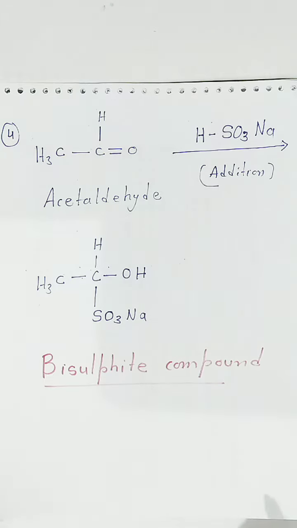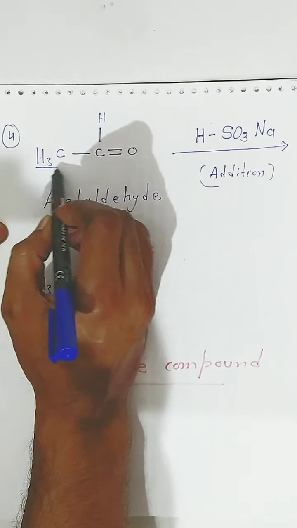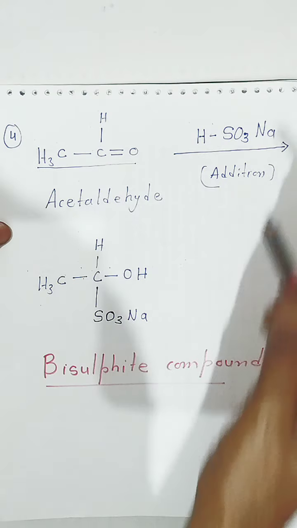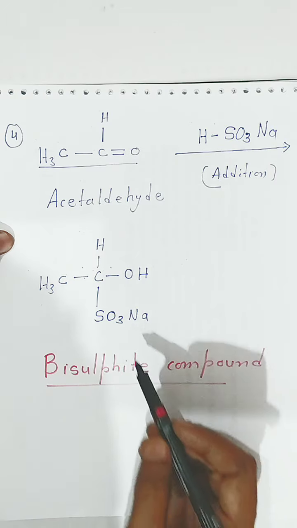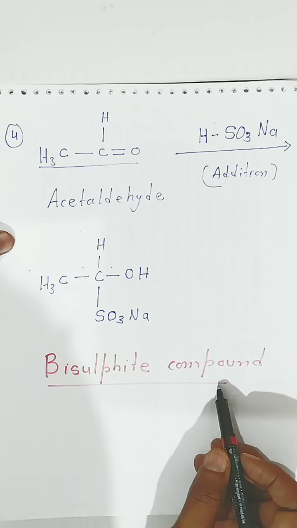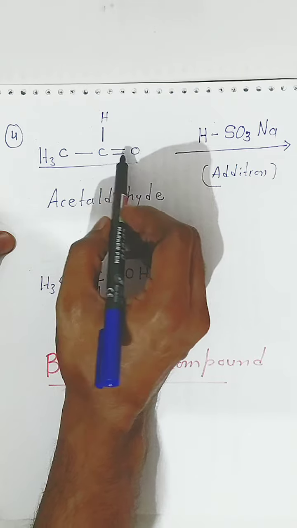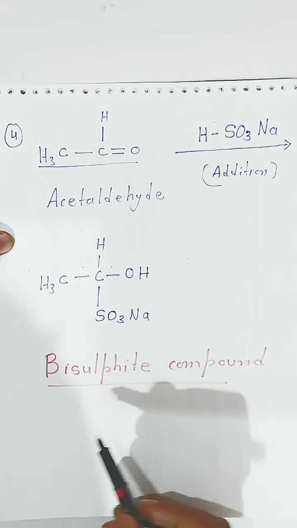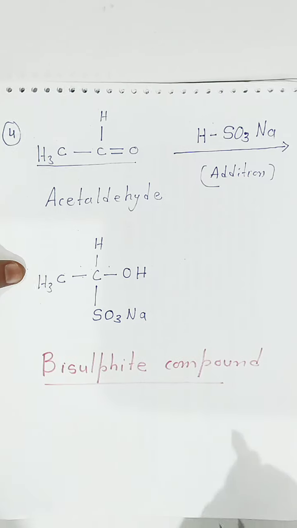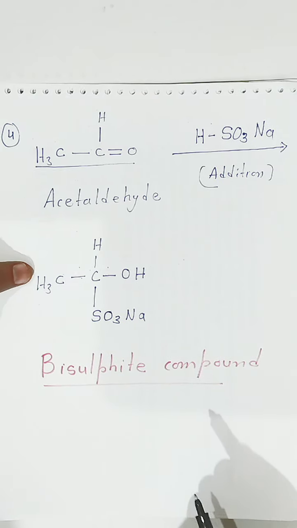Now you have acetaldehyde in the test tube. You are going to add sodium bisulfite. This is a salt, sodium bisulfite. What happens? An addition reaction, and you will get the bisulfite compound. Again the double bond of the aldehyde, that is the carbonyl, is converted to a single bond and the addition reaction takes place. We call it the bisulfite compound. The sodium salt of the bisulfite compound is formed.